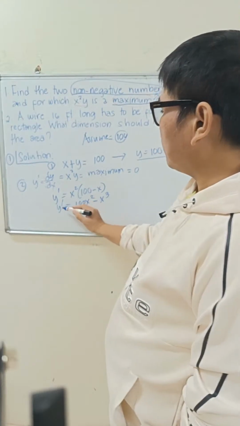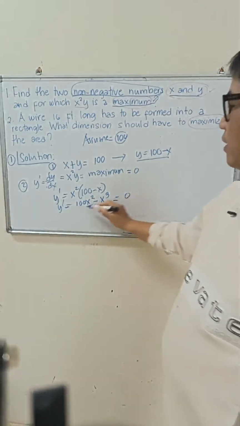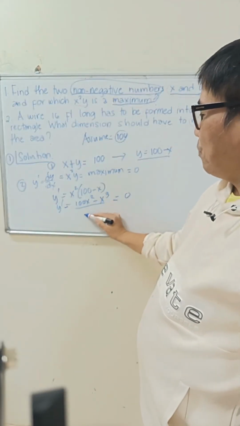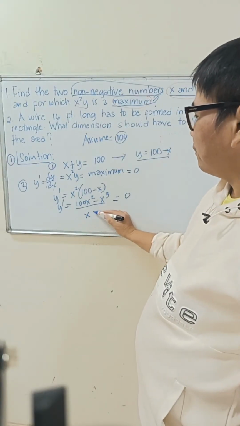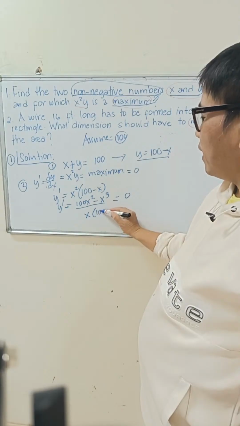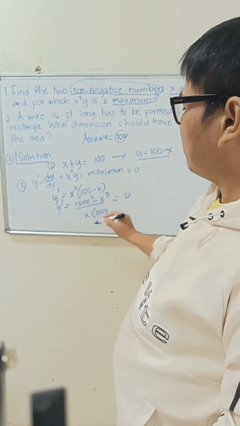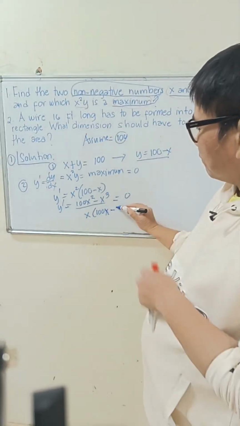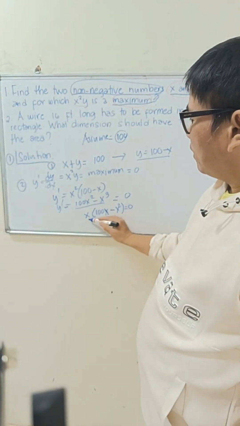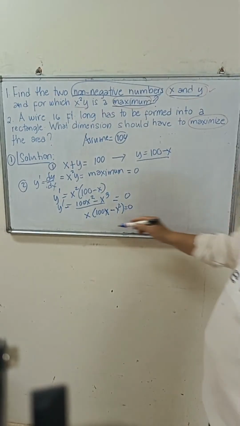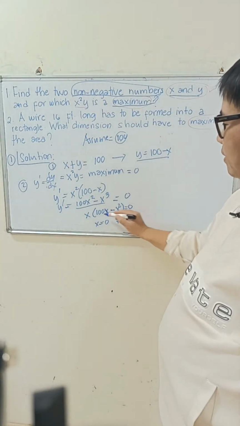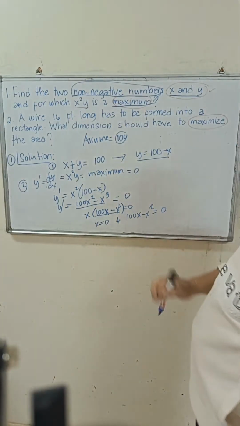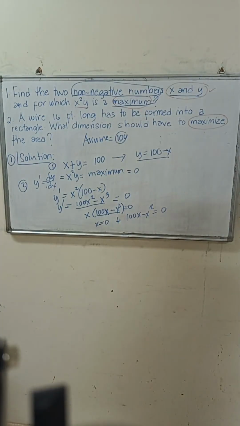Since you are equating y prime to 0, this whole expression will be equal to 0. So factor this one. If you factor it, we have x, then 100x squared divided by x is 100x, x cubed divided by x is x squared, equals 0. Now you equate both factors to 0. So x equals 0, and 100x minus x squared equals 0.